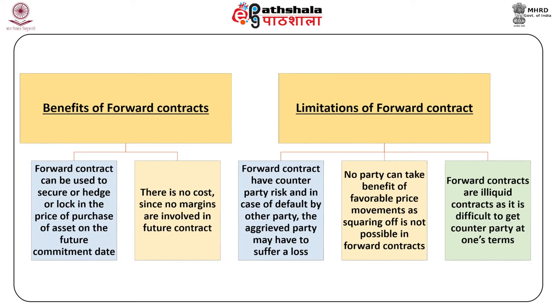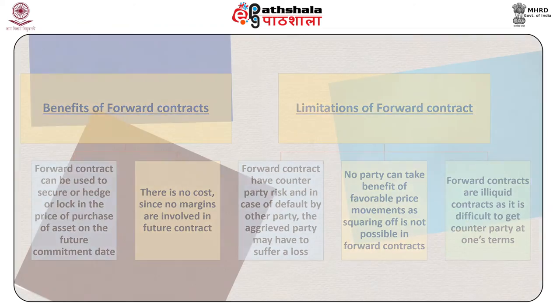Forward contracts have counterparty risk, and in case of default by another party, the aggrieved party may have to suffer a loss. No party can take benefit of favorable price movements as squaring off is not possible in forward contracts. Forward contracts are illiquid contracts as it is difficult to get a counterparty on one's terms.